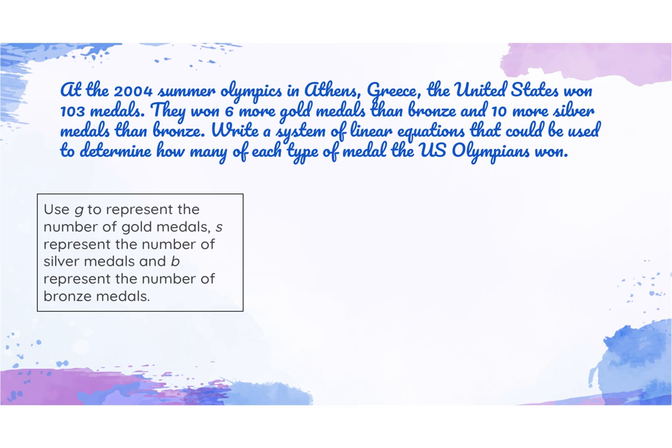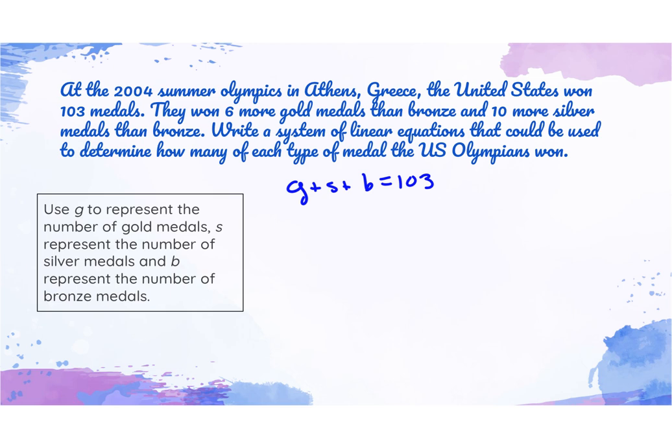In the 2004 Summer Olympics in Athens, Greece, the United States won 103 medals. They won 6 more gold medals than bronze and 10 more silver medals than bronze. Write a system of linear equations that could be used to determine how many of each type of medal the U.S. Olympians won. If I go back through and look at that information, I notice that all three medals together, gold plus silver plus bronze, equals 103.